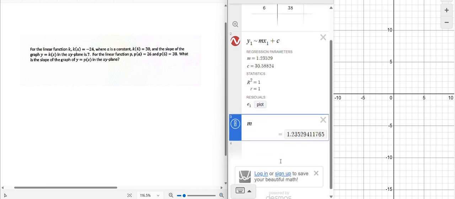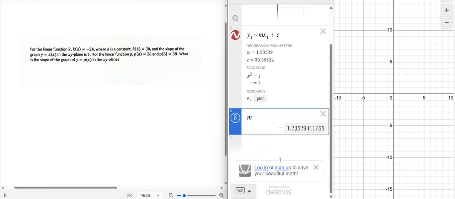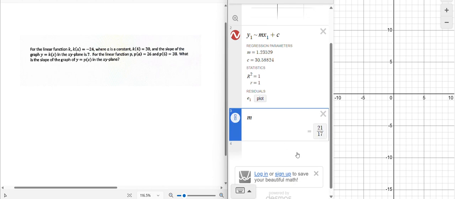So as you can see, you can also write 1.235 in the exam, but what I recommend is to always try to put this answer in your exam as a fraction. So you can write 21 by 17 in your exam.